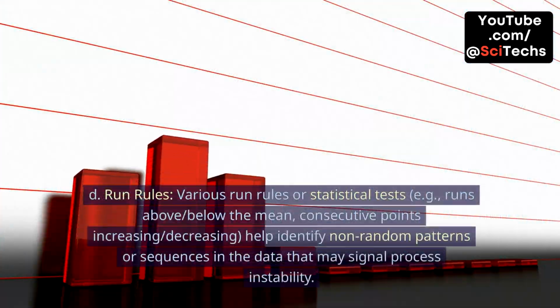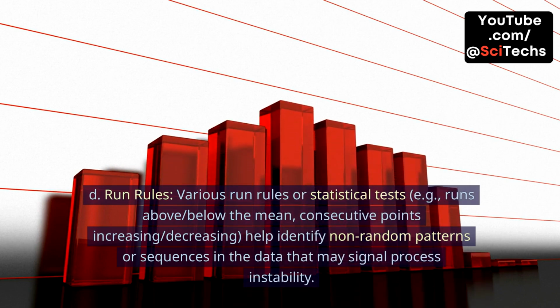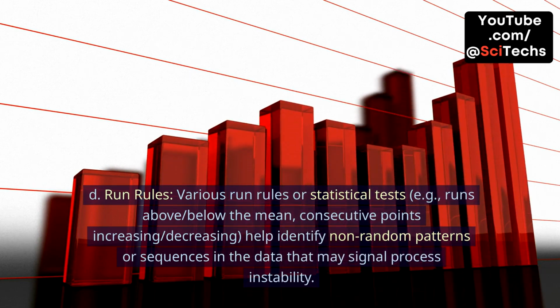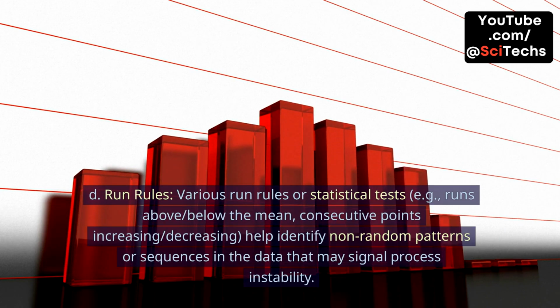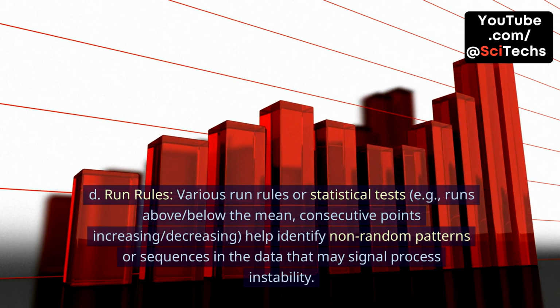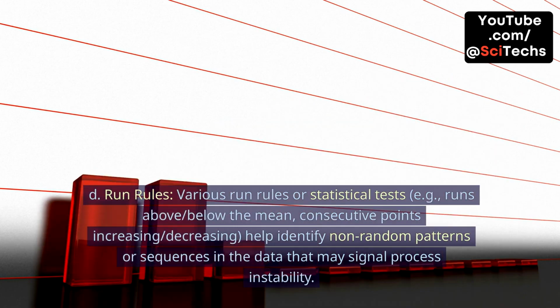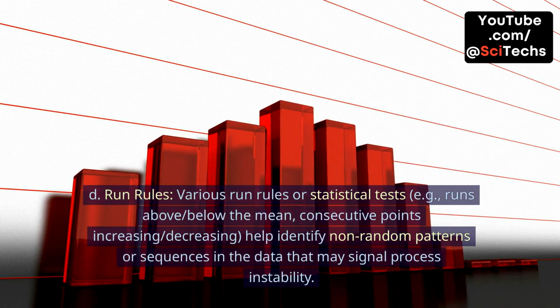d. Run rules. Various run rules or statistical tests, e.g., runs above or below the mean, consecutive points increasing or decreasing, help identify non-random patterns or sequences in the data that may signal process instability.